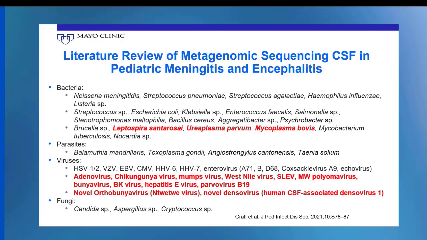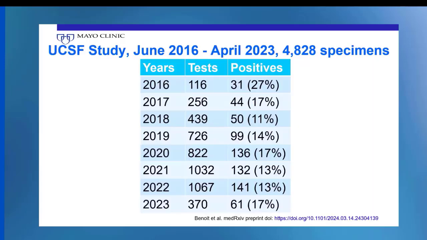So you note that there are a number of bacteria, including Leptospira, as I already described in that case, Ureaplasma parvum, interesting, Mycoplasma, and then a number of viruses: adenovirus, chikungunya virus, mumps virus, West Nile virus, St. Louis encephalitis virus, a polyomavirus, a Bunyavirus, BK virus, hepatitis E virus, and parvovirus B19, but also some novel viruses, a novel orthobunyavirus and a novel densovirus. So again, you'll see also on this list parasites and fungi. This is a very broad diagnostic approach, and those can potentially be found as well.